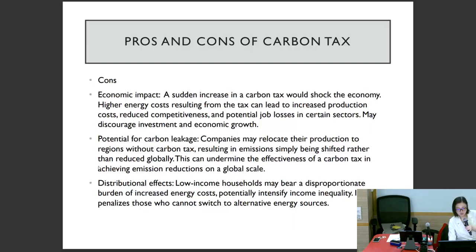Okay, potential of carbon leakage. So companies may relocate their production to regions without carbon tax. So maybe they move their manufacturing plant to Vietnam, without the carbon tax. Then this is the carbon leakage, resulting in emissions simply being shifted rather than reduced globally. So this can undermine the effectiveness of a carbon tax in achieving emissions reductions on a global scale.